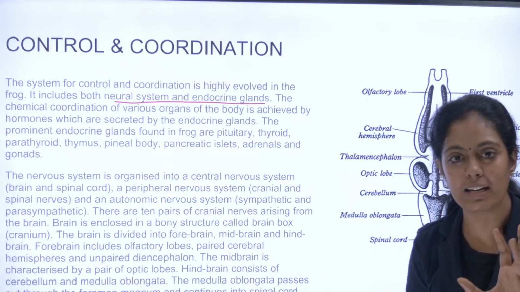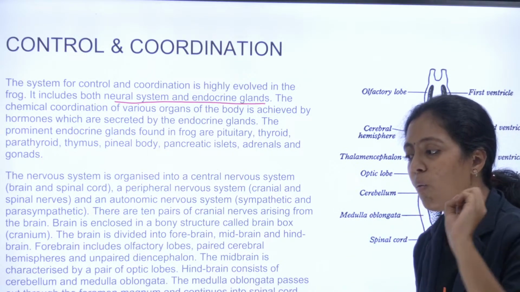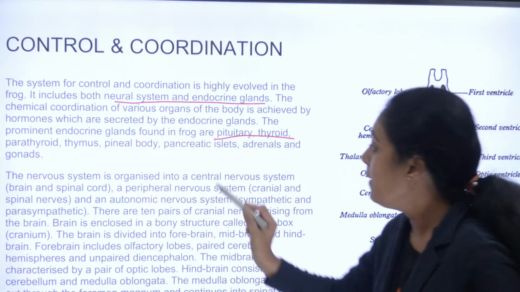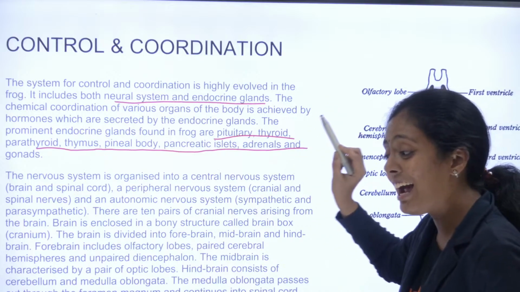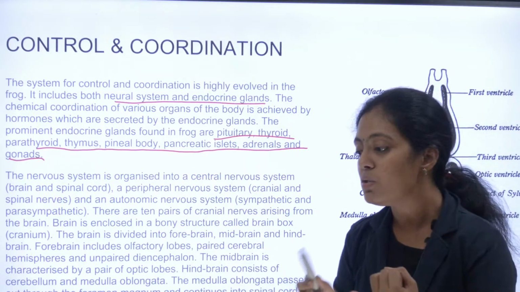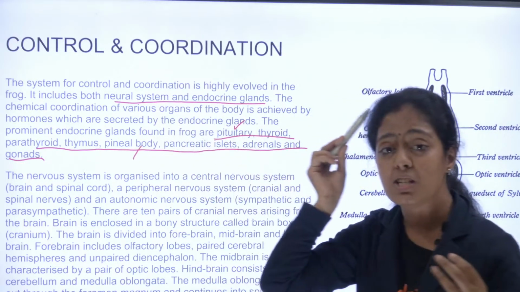The chemical coordination is achieved via your endocrine glands. So what all glands do they have? They have pituitary gland, thyroid gland, parathyroid gland, thymus, pineal body, pancreatic islets, adrenals and gonads. Okay, they all are there. So here you have your pituitary and pineal gland, it is present in your brain.